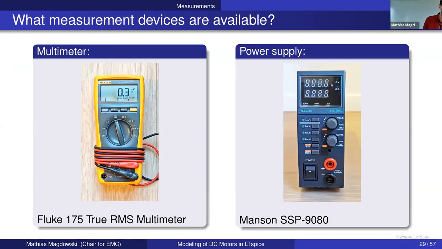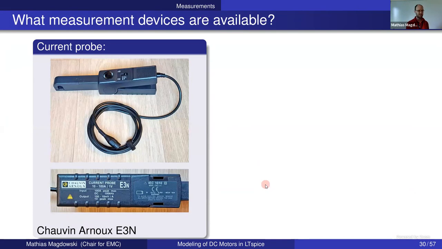Then, as already shown, I have a power supply. A power supply is like a source. And the good thing about this power supply, you can also see it here on the slides, is that I can change voltage, I can change current, and it will also directly measure and display current and voltage. And there's a button to switch it on and off, and there are two connectors. Very nice power supply.